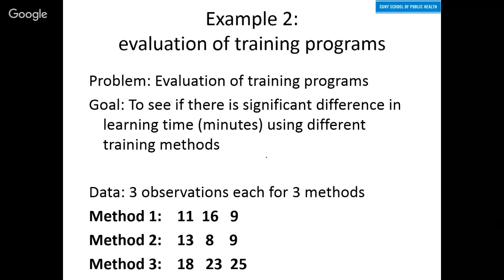Another example is the evaluation of several different training programs to complete a learning task. Same idea: we have 3 different groups and observations for the groups that have these 3 different methods applied to them. In this case, the null hypothesis is that these 3 training programs are equivalent. There's no difference in the mean observation time of populations, given these 3 different training programs.